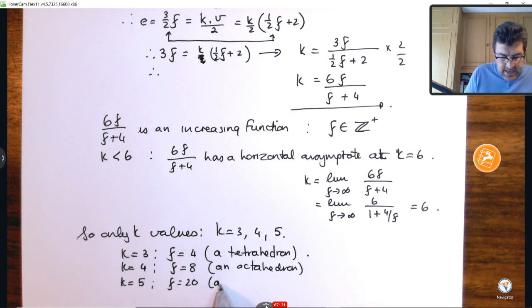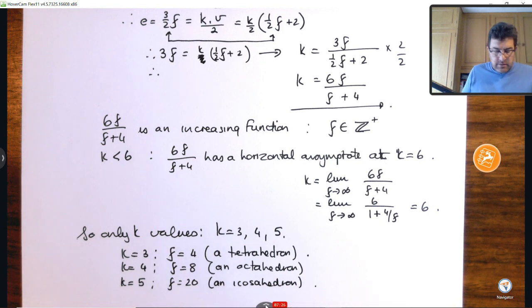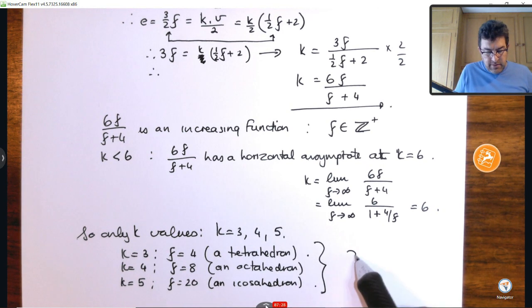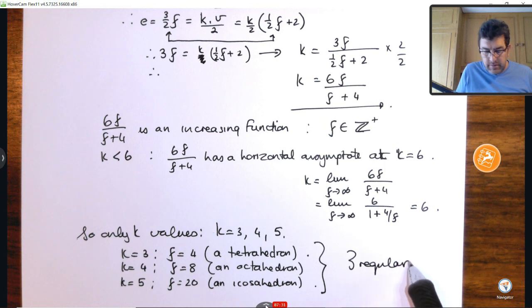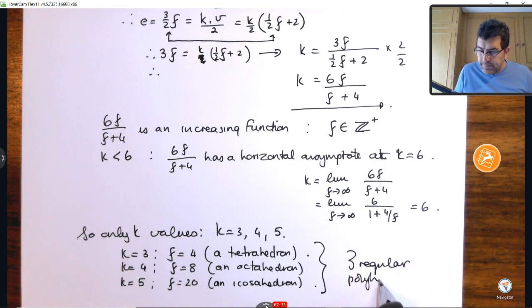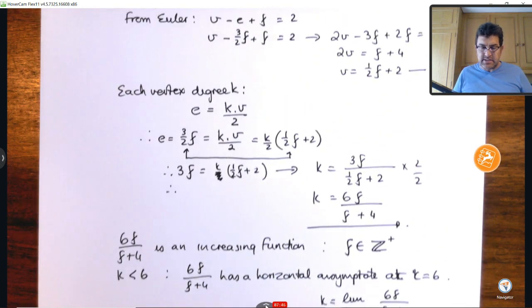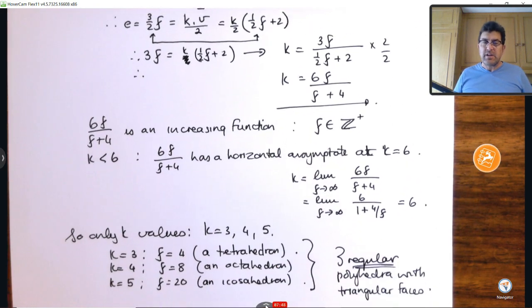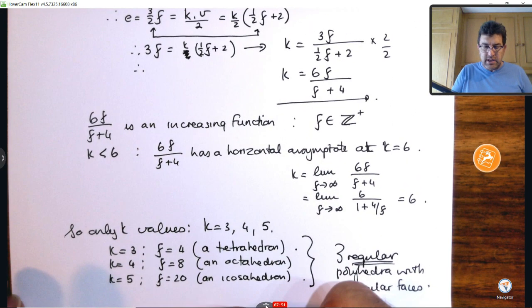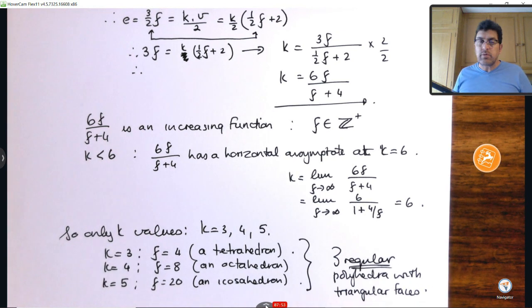Okay, and that is an icosahedron. Okay, so there are exactly 3 regular polyhedra with, now the key word here is regular, with triangular faces. Now let's quickly see, that's the first case. We've proved the first case. Okay, let's quickly see what they look like, and then we will look at the second case.